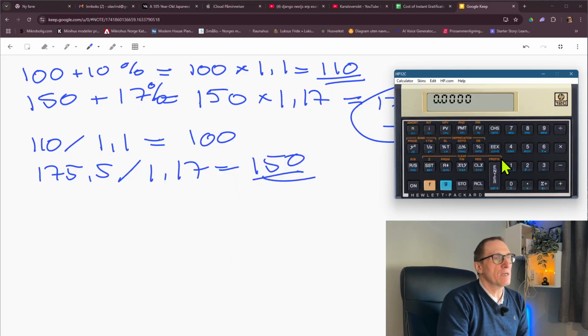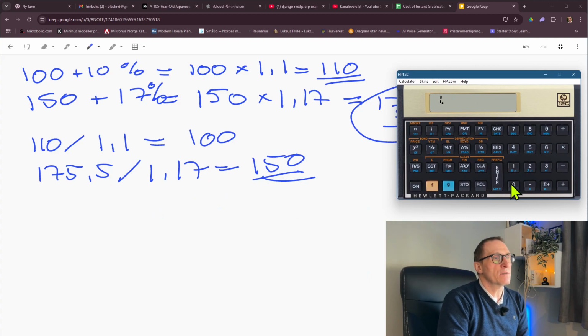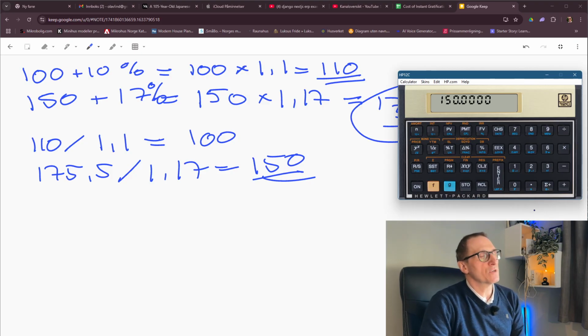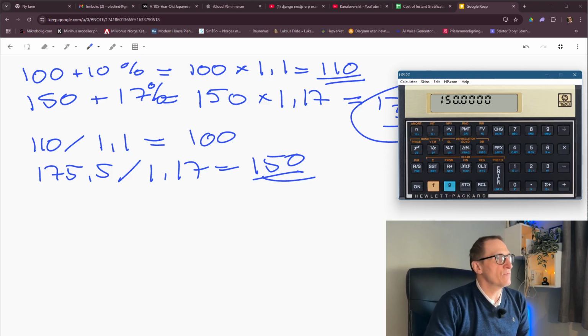Just to do it on the calculator, I get 175.5, enter, and 1.17 divided, I get 150. So that's both ways to do the percentage calculations.